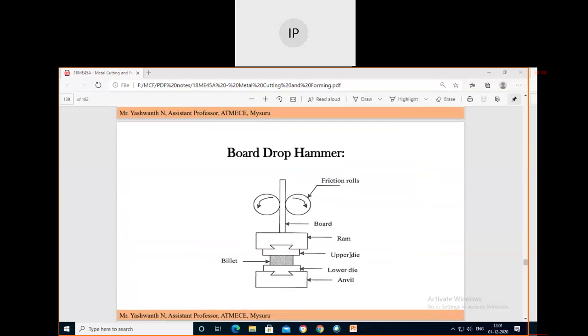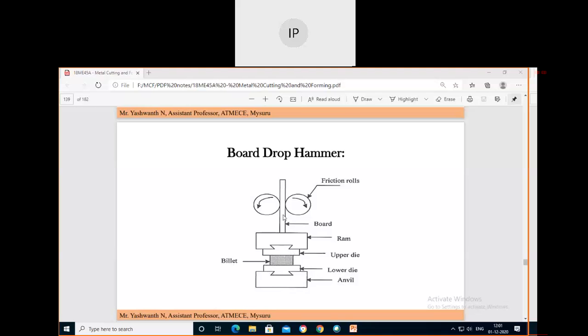If you see this diagram, we have the first type of power hammer, that is the board drop hammer. Simply look at the figure. In this diagram, the upper die is attached to the ram. This is the ram structure. This is the upper die, and this is the lower die. The lower die is connected to the anvil, which is fixed. Above it, you place the billet or workpiece.